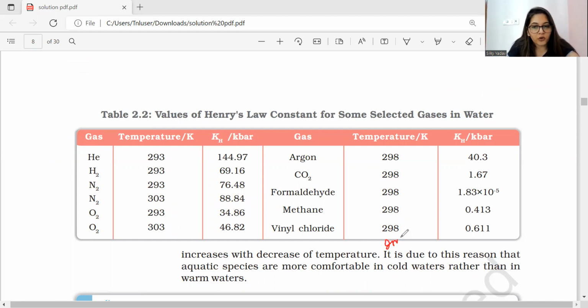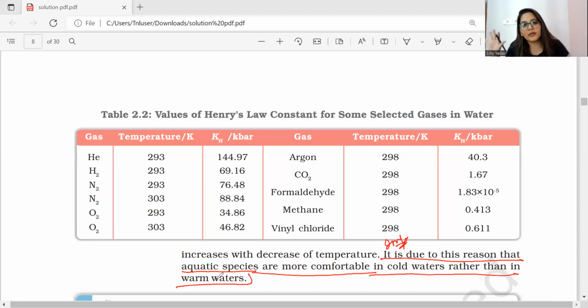Now, this is very, very important. I think I've explained this part clearly: it is due to this reason that the aquatic species are more comfortable in cold water rather than in warm water. Now you all can easily understand why the fishes are more comfortable in cold water but not in hot water. Because when the water is cool, more oxygen gas is dissolved inside the liquid, right? But if the temperature is higher, the gases dissolved inside the water will be less. That's the actual reason behind this.